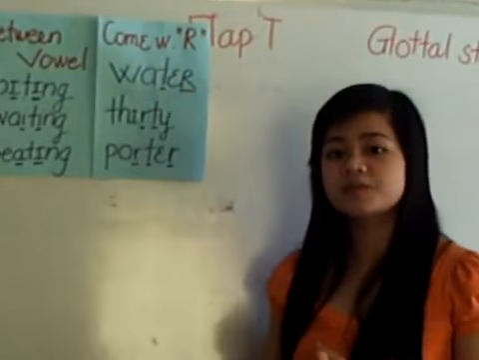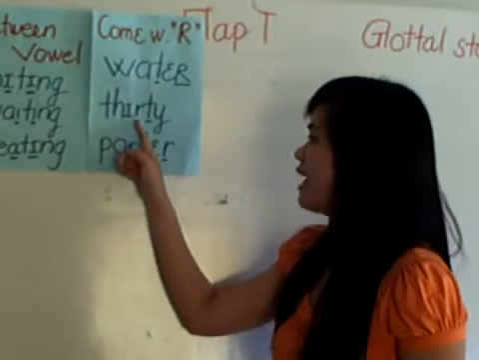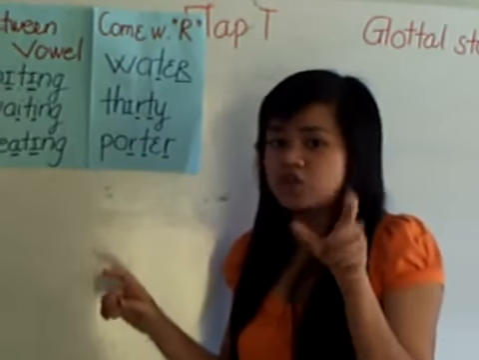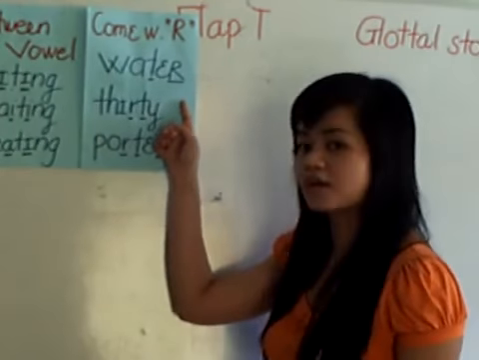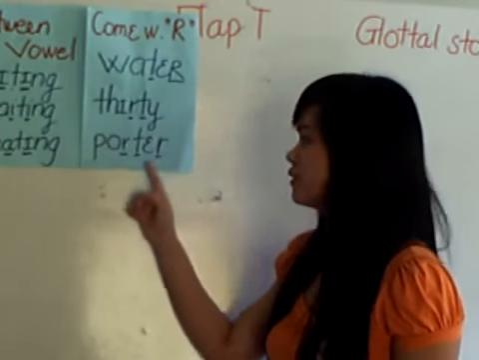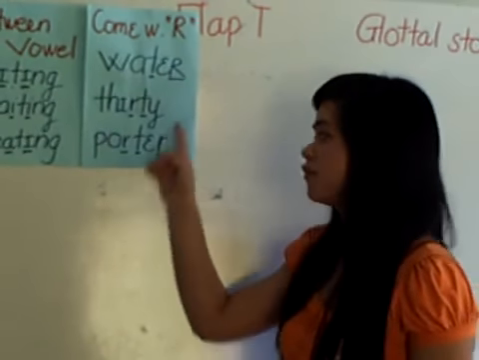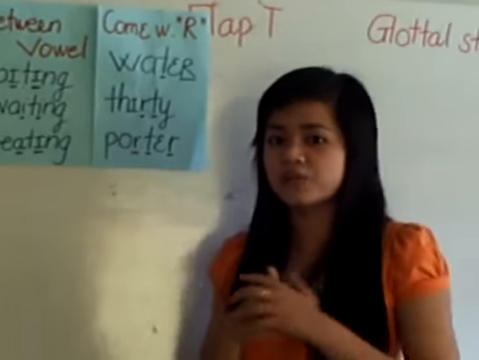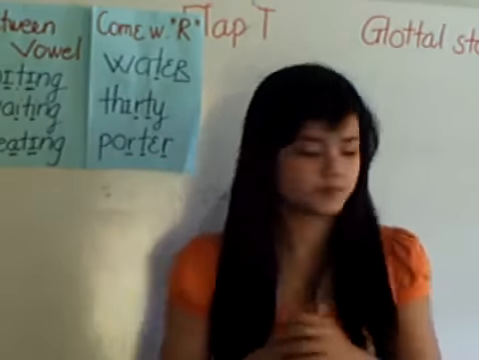when T comes with R, before R, after R, or before and after R. So you have to change T into the flat T, like water, thirty, porter, porter, thirty, and water. So when T comes with R, you have to pronounce it like flat T.